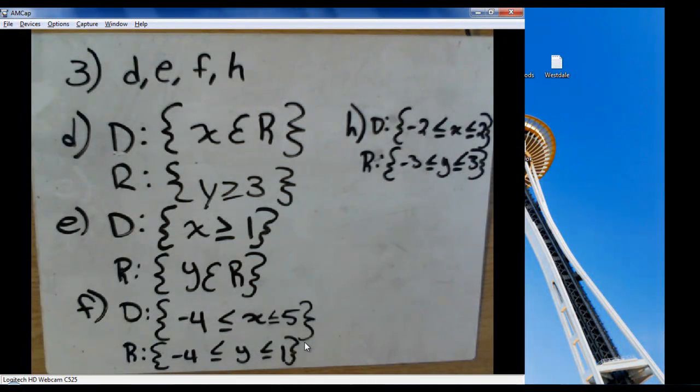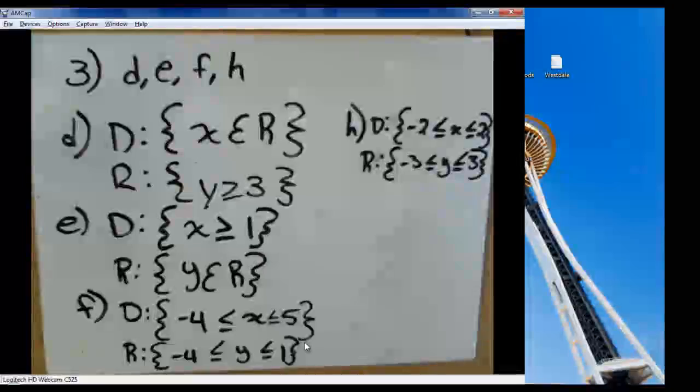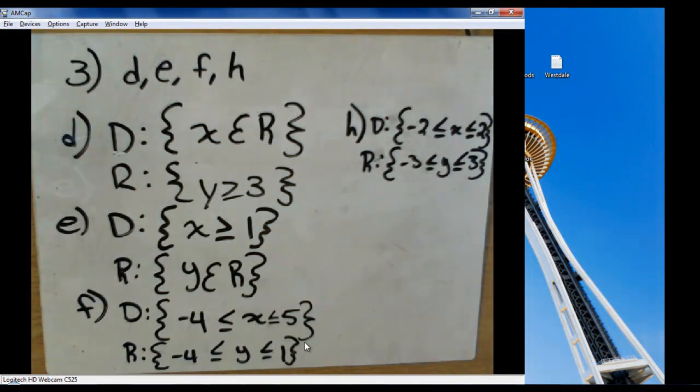For E, it would be y is greater than 3. No, that's D, never mind. For E, it would be x greater than or equal to 1, and then for the range, it would be y ∈ R, because y is an element of the real numbers. And then the same thing would be for F and H.